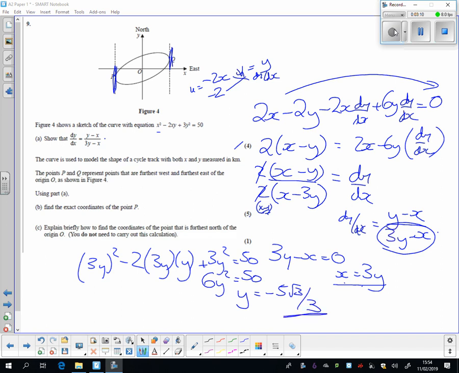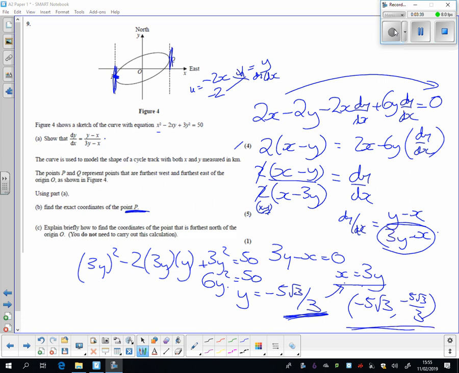Y is minus, because I'm going with the point P. When I divided by 6 and square rooted, there was a plus or minus there, but this point P is actually below the axis here, so I'm going for the negative version of it. Putting that back in there, you can find out what the x value is. So the x value is minus 5 root 3 over what we just got there.